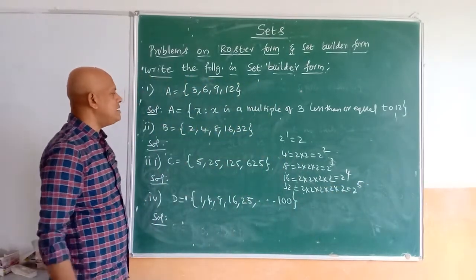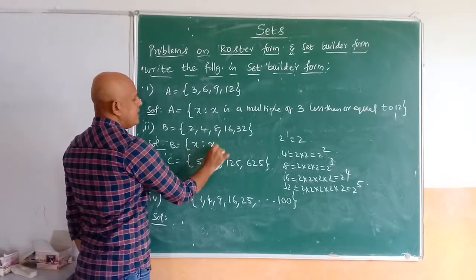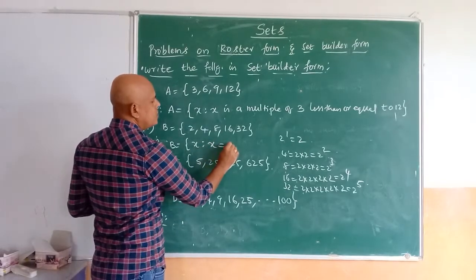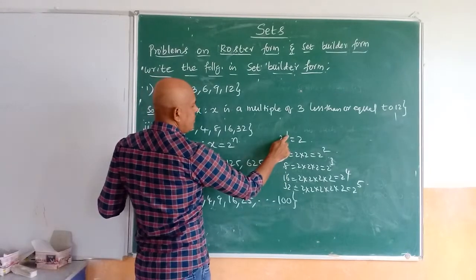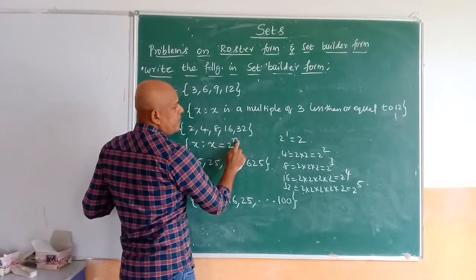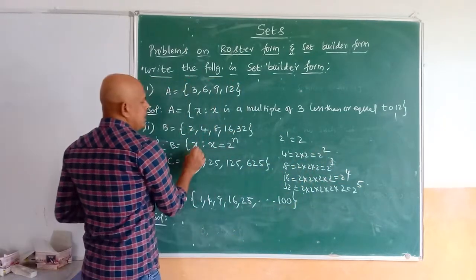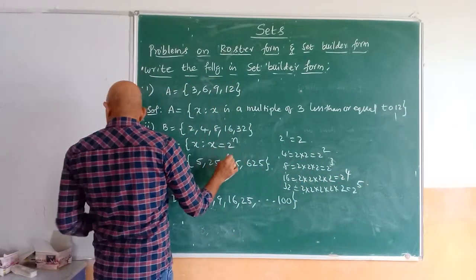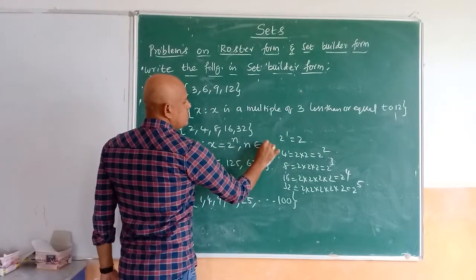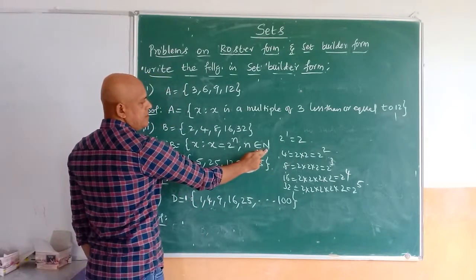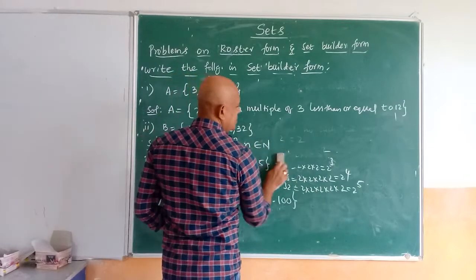So how to define this? B is equal to x such that x is equal to the formula 2 power n, where n is a natural number: 1, 2, 3, 4, 5. So x such that x is equal to 2 power n, where n belongs to capital N, that is, natural numbers less than or equal to 5.